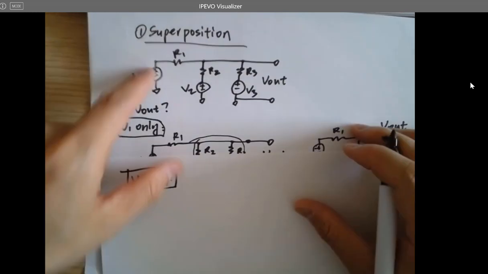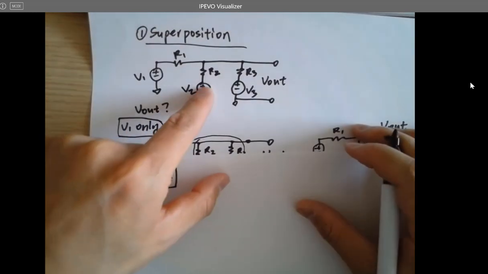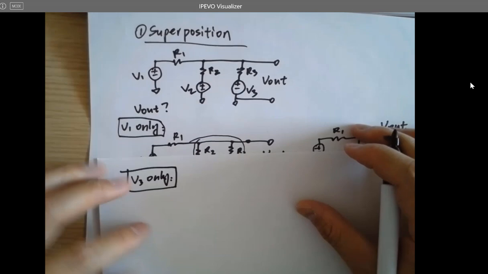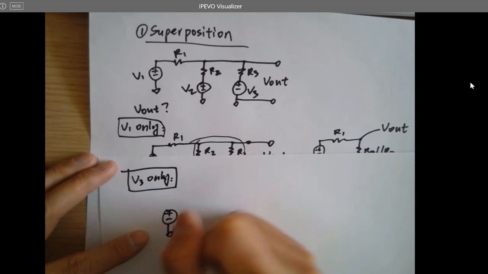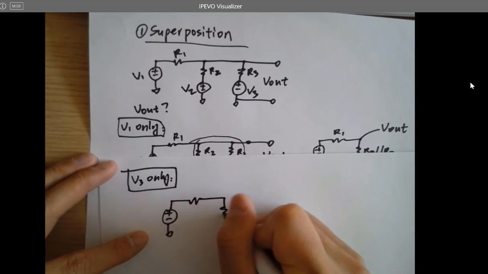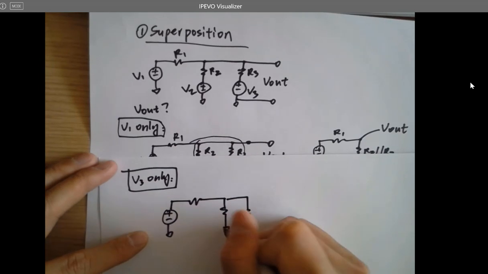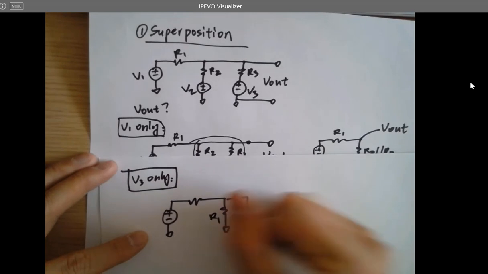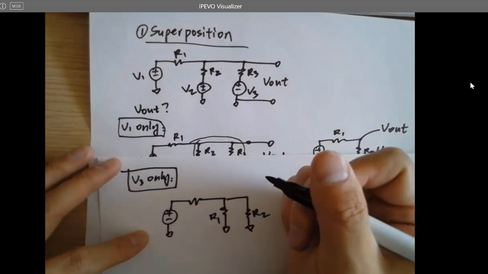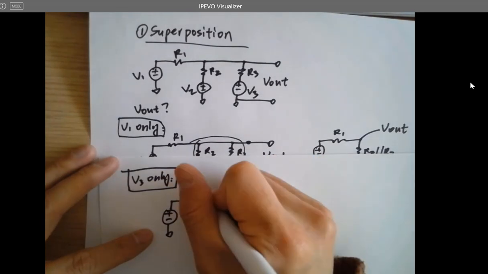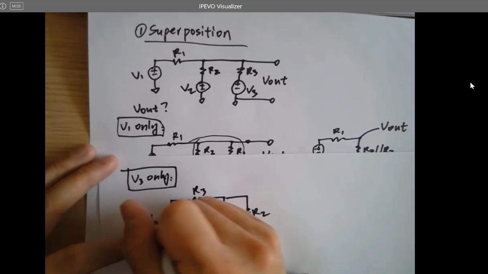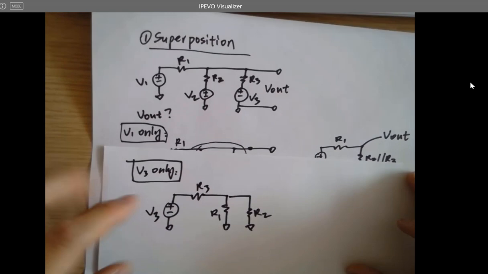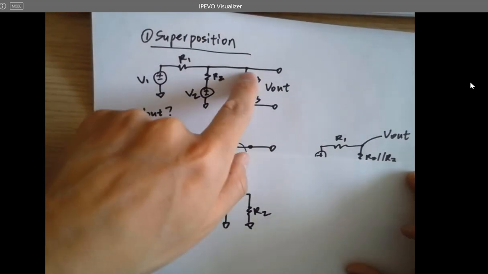V3 only. Short these two resistors and only apply this voltage to the circuit. It looks like this. This will be R1, this will be R2, and this is R3. And V3 only. And V3 goes through R3.